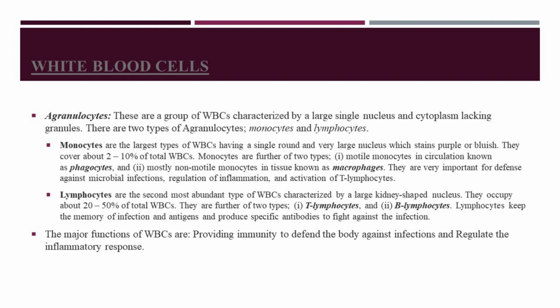1, motile monocytes in circulation, known as phagocytes, and 2, mostly non-motile monocytes in tissue, known as macrophages. They are very important for defense against microbial infections, regulation of inflammation, and activation of T lymphocytes. Lymphocytes are the second most abundant type of WBCs, characterized by a large kidney-shaped nucleus. They occupy about 20 to 50% of total WBCs.